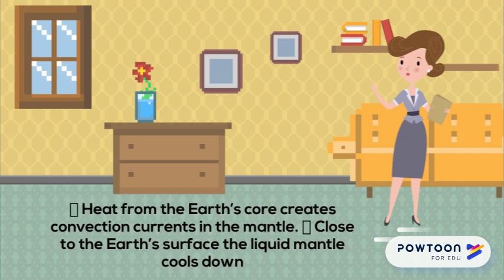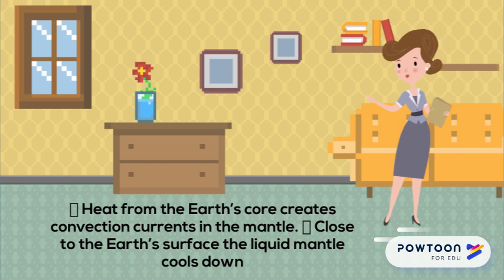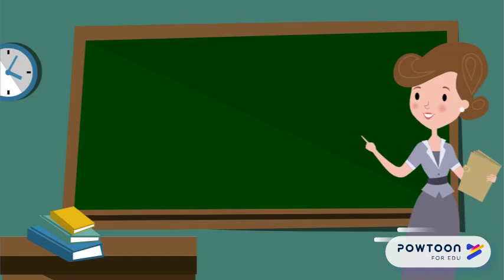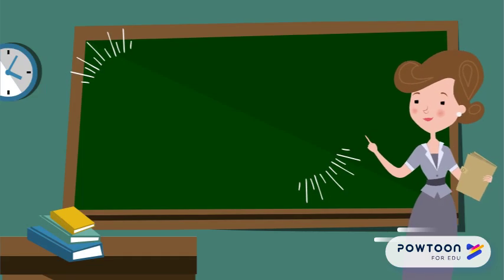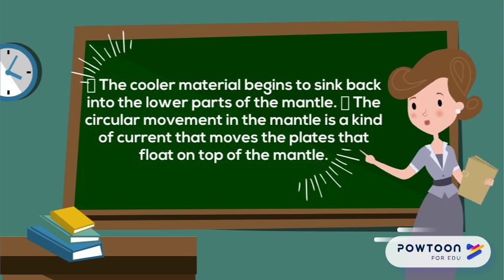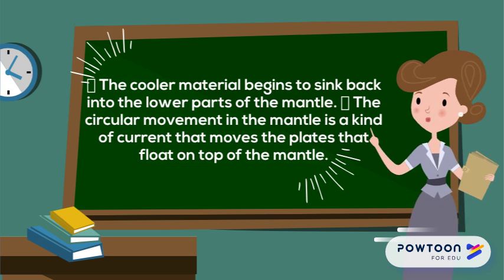1. Heat from the Earth's core creates convection currents in the mantle. 2. Also, close to the Earth's surface, the liquid mantle cools down. 3. The cooler material begins to sink back into the lower parts of the mantle. 4. And lastly, the circular movement in the mantle is a kind of current that moves the plates that float on top of the mantle.